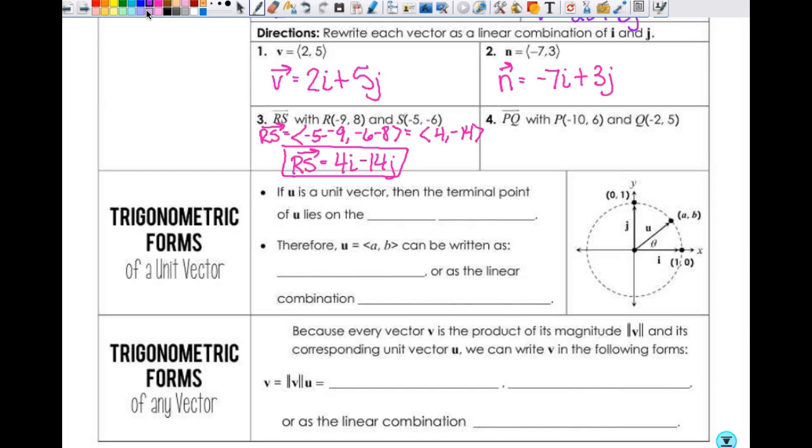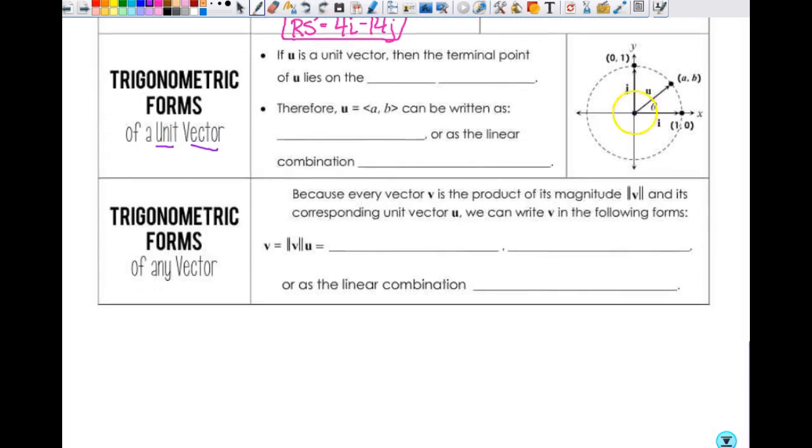So let's talk about trig forms. Talk about the trig form of a unit vector first. Okay, so the unit vector is like what we just talked about. It says if u is a unit vector, so here's my u, it is a unit vector. This is the terminal point, where the tip is, right there. It says then the terminal point of u lies on the unit circle. Because again, all of this is very much intertwined. Okay, it lies on the unit circle.